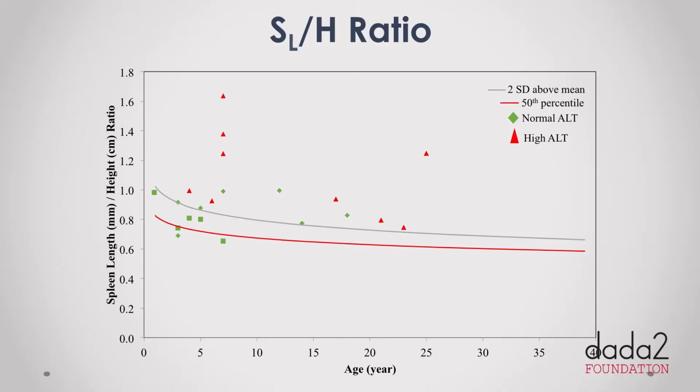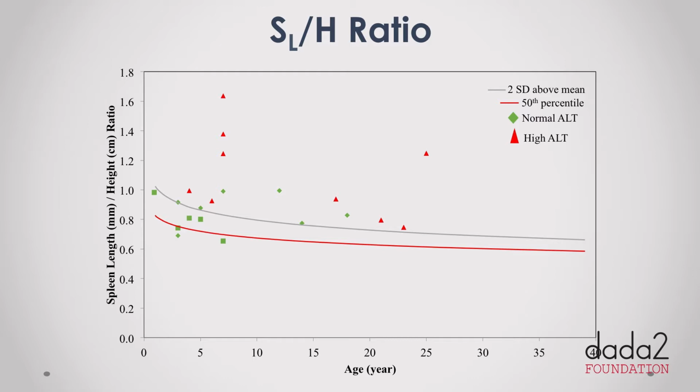They measure the length of the spleen and compare it to the patient height. And when you plot it out on this chart, which has been verified in multiple studies over time, the red line marks the 50th percentile, and the gray is 2 standard deviations above the mean. Those who fall 2 standard deviations above the mean have an increased risk of the development of portal hypertension.